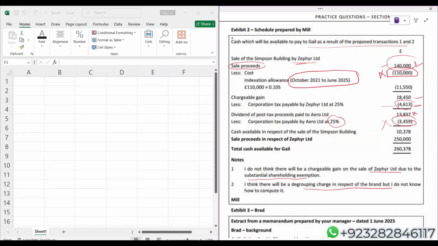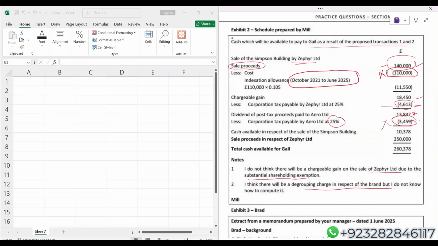Now, in the notes, they are saying, I do not think there will be a chargeable gain on the sale of Zephyr due to SSE. Yes, whenever substantial shareholding exemption is available, then of course we are not paying any tax on capital gain. That capital gain becomes exempt.